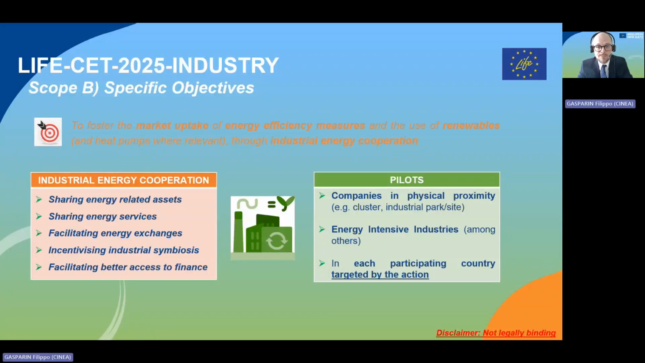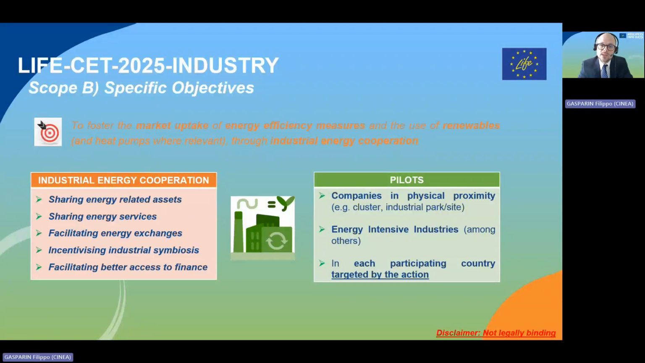If we look now at the pilots, which are the core elements that we expect from the projects, let me start by saying that in the text of this topic, we are not prescriptive, meaning that we are not requesting a minimum number of pilots or industrial clusters or even companies to be targeted and involved in the project. It is really up to you to come up with these numbers.